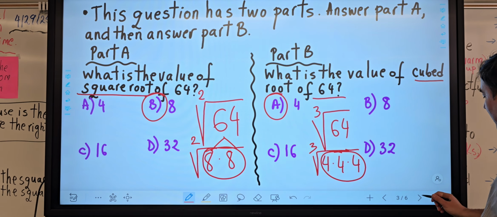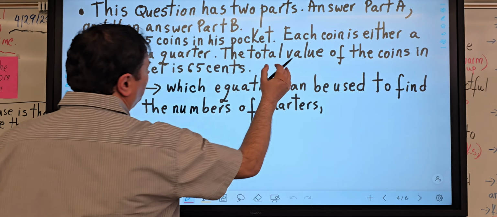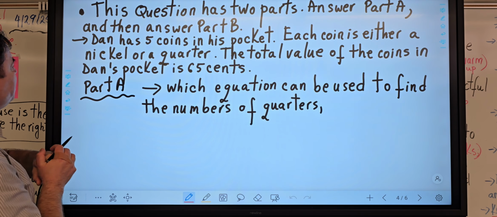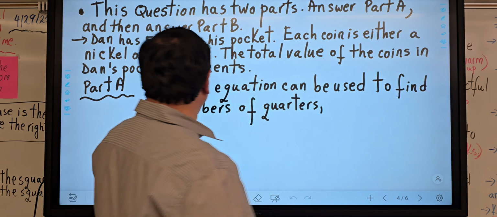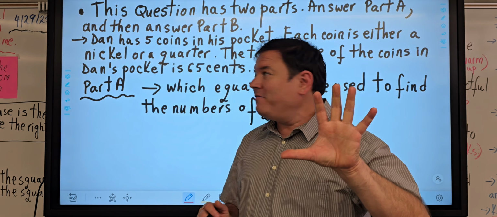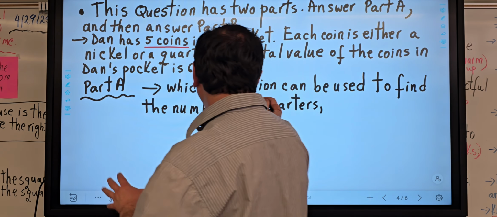Okay? Let's take a look at another word problem here. This question has 2 parts. Again, answer part A and then part B. Dan has 5 coins. How many coins does Dan have? 5 coins. So very important information. He has 5 coins in his pocket.